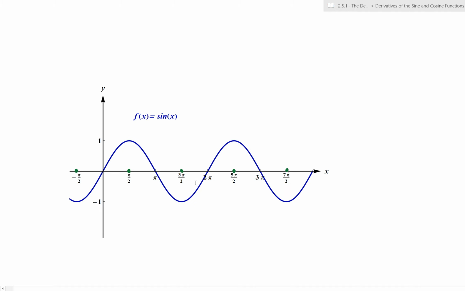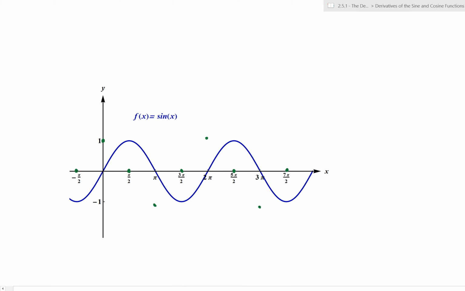So over on our graph, we should expect that at x is 0, the derivative should be about 1. At pi, the derivative should be -1. At 2 pi, the slope should be 1. And at 3 pi, the slope should be -1.